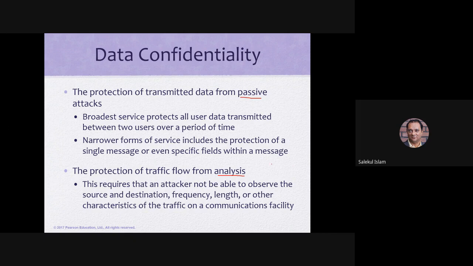Now, about the traffic flow analysis. So this requires that an attacker not be able to observe the source and destination. So the attacker cannot observe the original source, the destination, the frequency, the length of the traffic, or other characteristics of the traffic on a communication facility. So we cannot make sure of everything. This is very difficult.